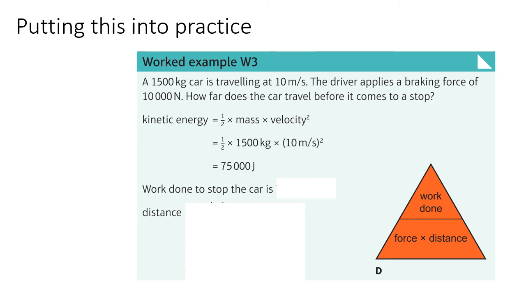Well done. So first step of this question, you have to calculate the kinetic energy. And kinetic energy and the work done is the same. So kinetic energy and work done will be 75,000 joules. And then by using the work done equation, rearranging it, you can find out the distance covered before it comes to stop.